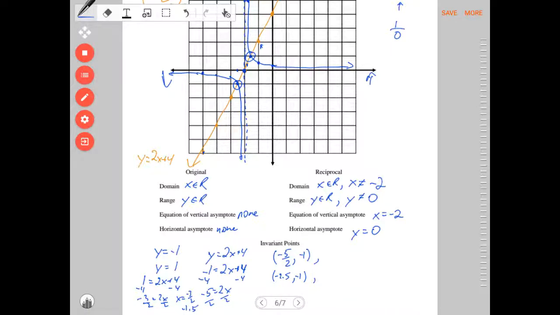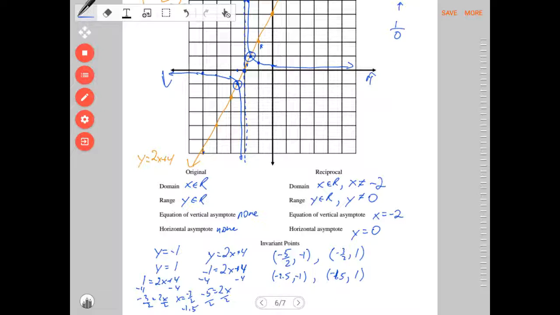Let's see if that makes sense. So when the x value is, oh, look at that. It's like negative 1. Oh, negative 1.5 would be there. Okay, so negative 3 halves and positive 1, or negative 1.5 and positive 1, if we want to use decimals.